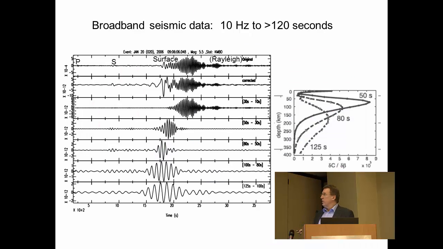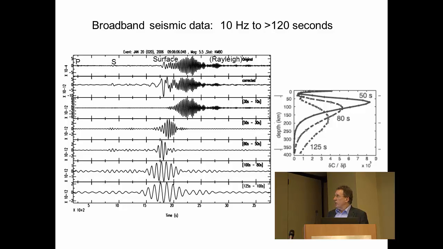So the data we collect looks like this. This is a seismogram recorded with one of our broadband sensors. So we're looking at seismic data that's recorded at a high fidelity between 10 hertz and greater than 120-second period. These are mainly large earthquakes that happen around the globe. This is an example of a 5.5 magnitude earthquake in Indonesia that was recorded on a station in Kenya. This is the vertical component of ground motion shown on the top, and you can see the P wave, the S wave, followed by the surface wave. In this case, it's the Rayleigh wave.